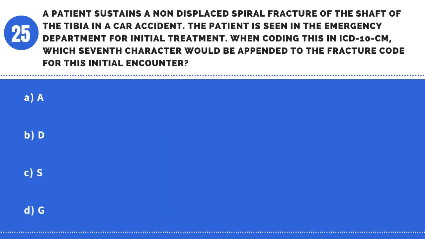Question 25. A patient sustains a non-displaced spiral fracture of the shaft of the tibia in a car accident. The patient is seen in the emergency department for initial treatment. When coding this in ICD-10, which seventh character would be appended to the fracture code for this initial encounter? A, B, D, C, D, G.